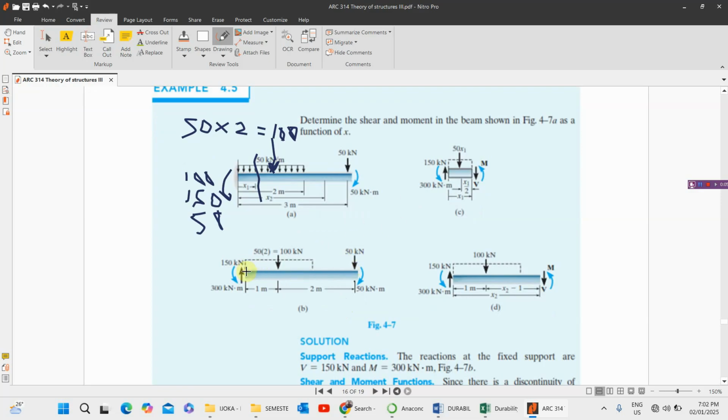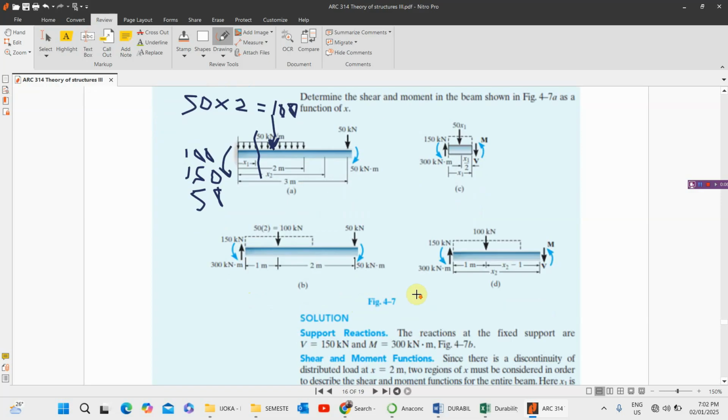Okay. We already know, we have calculated this one already. This one is given, and this one is given already, and I think I've explained this one also. Okay, let us look at this.